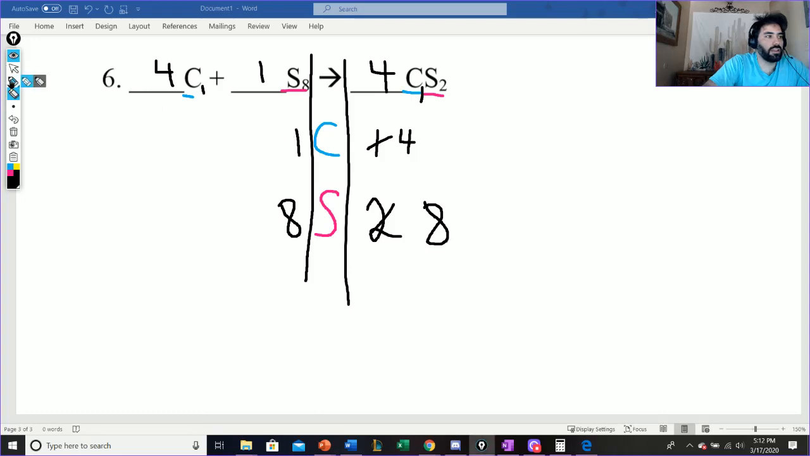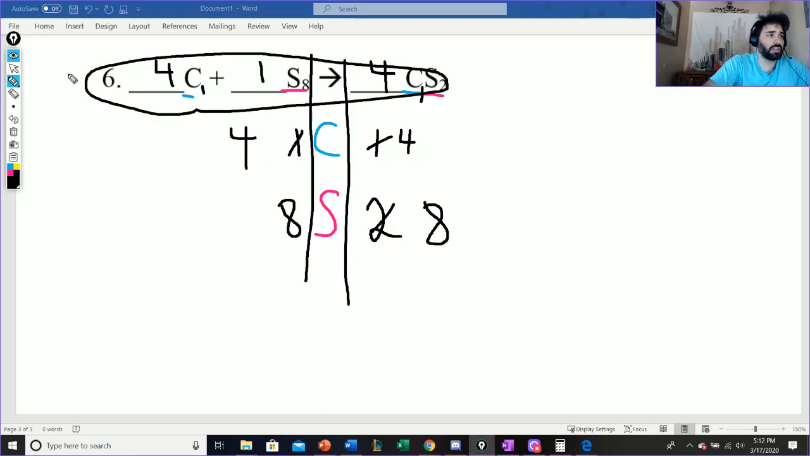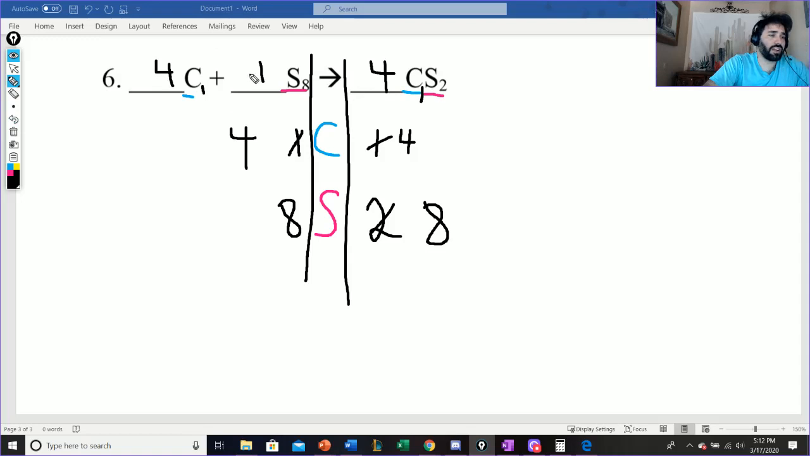I don't want you to do that. I should do this: cross it out and then write the new number. I have 4 total carbons, and now I can see everything is balanced. And then you want to ask yourself, are all these reducible? Can I divide all these numbers by the same thing? And the answer is no, you cannot. 1 does not divide evenly by anything at all, unless it's a 1.